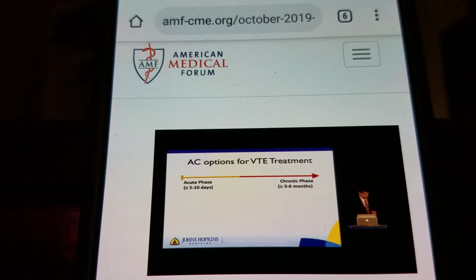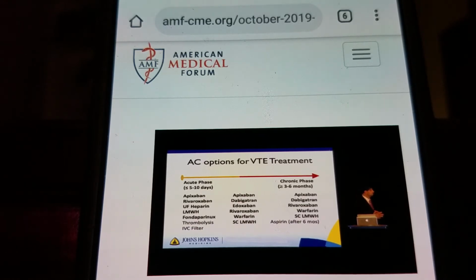As we discussed before, anticoagulation for VTE really falls into 3 phases. The acute phase, that is about the first week of therapy, the chronic phase, which is after 3 to 6 months, and everything else that is in between. And these are the various drugs that can be used in each of those phases.